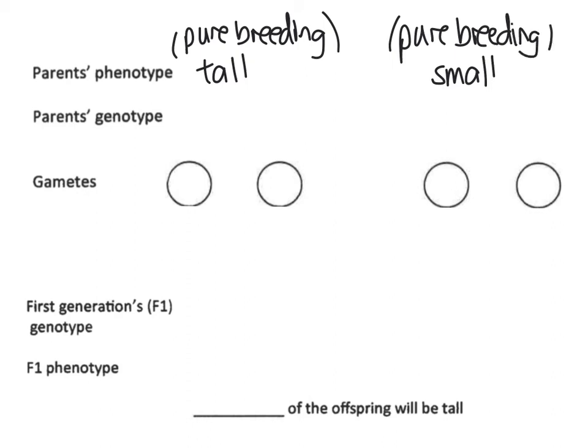The parent's genotype. Well, we've been using the letter T, so tall we know is dominant, so it's going to have 2 big T's, and small must be 2 little t's. It's the only genotype that it could have. Half of the gametes will have each of these. Now in this case, because they're both big T's, all of the gametes are going to have big T's, and the same over here, except they're small t's.